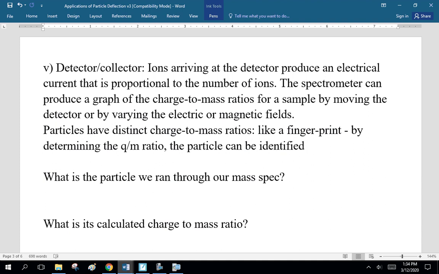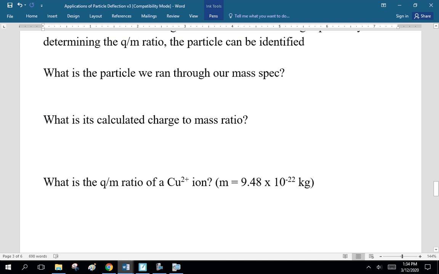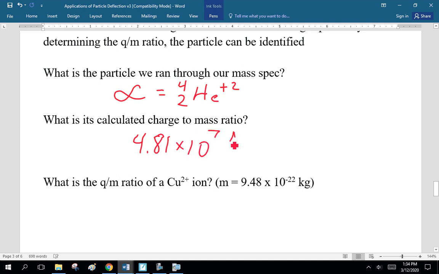Now, what particle did we just run through the mass spec here? Alpha. So we just ran through an alpha particle, helium 2 plus. What's its charge to mass ratio? We did 4.81 times 10 to the 7.